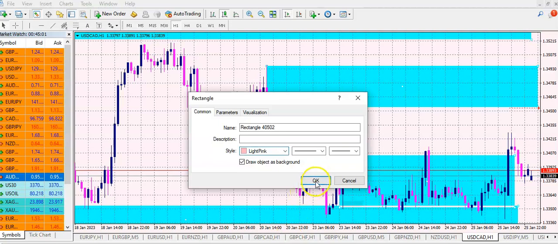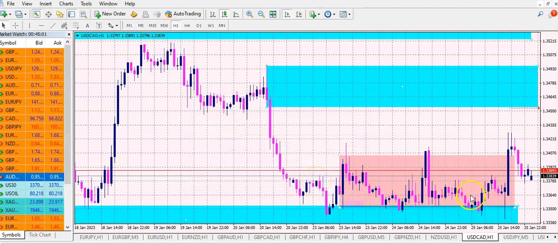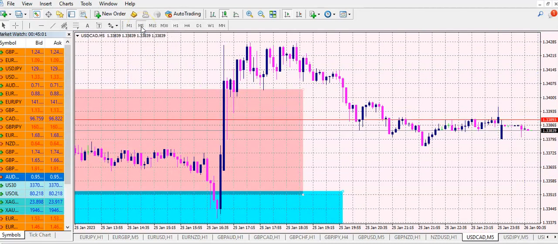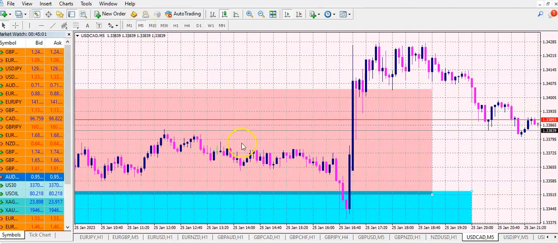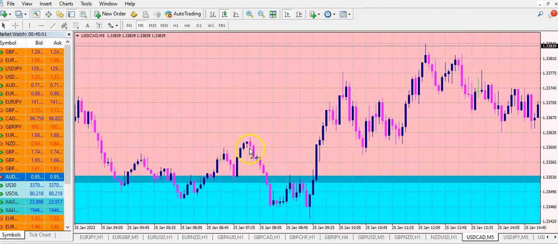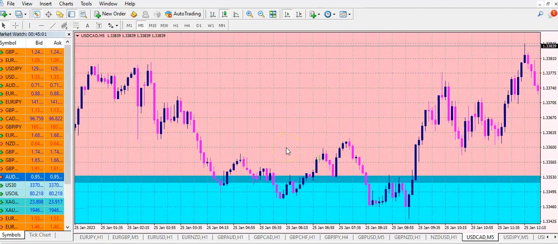Let's change that to light pink. So the entire area here was actually ranging right on top of that particular zone. All right, so once price broke into that zone here, at this particular place, that is exactly when we went into the 5 minute charts, and that's when we begin to look for our entries.